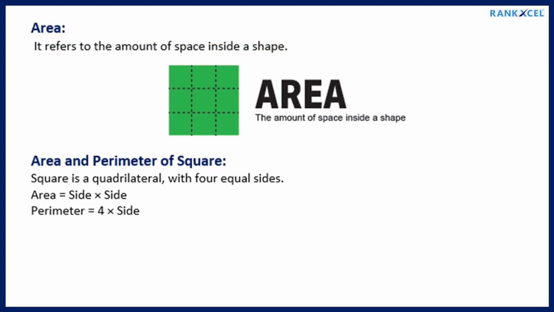Area and perimeter of square. Square is a quadrilateral, with 4 equal sides. Area equals side times side. Perimeter equals 4 times side.